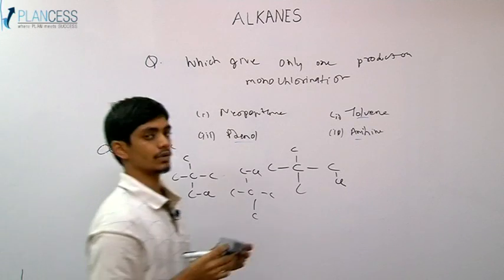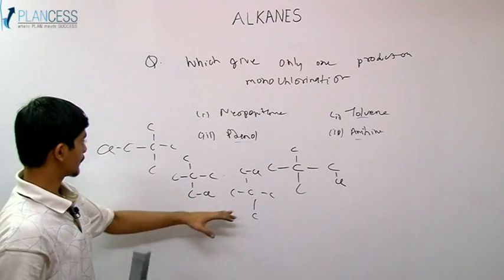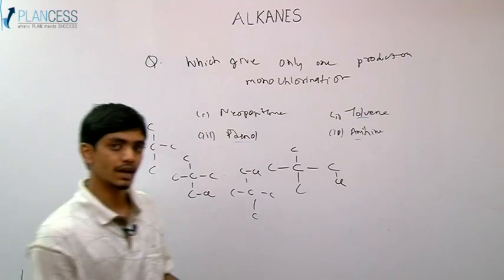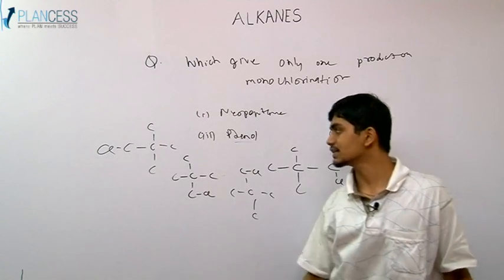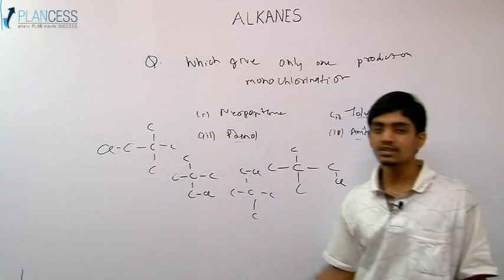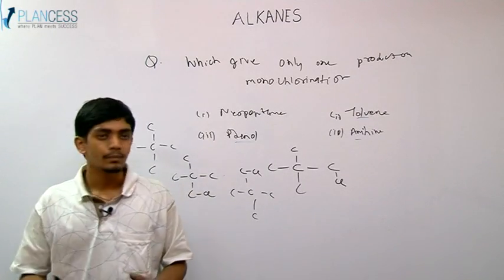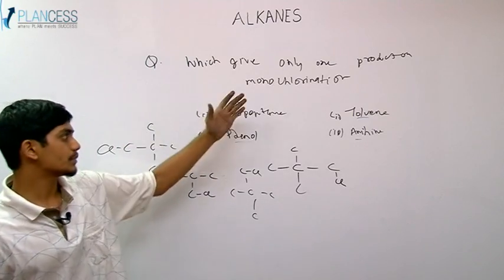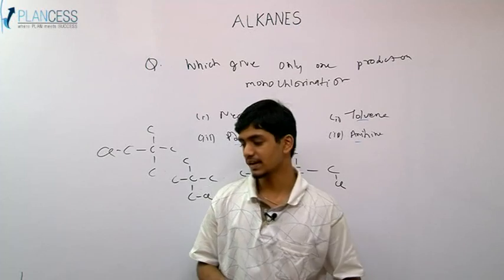But what do you observe in all these 4 or 5 structures? We observe that all are same. It doesn't matter whether chlorine comes on this carbon, this carbon, this carbon, or this carbon. All are symmetrical, and hence the product will be same. So that is why only one product is possible on monochlorination for neopentane. Let's move on to the next question.